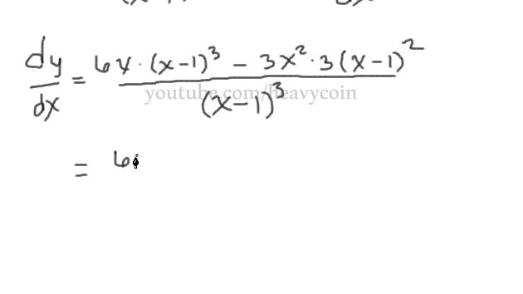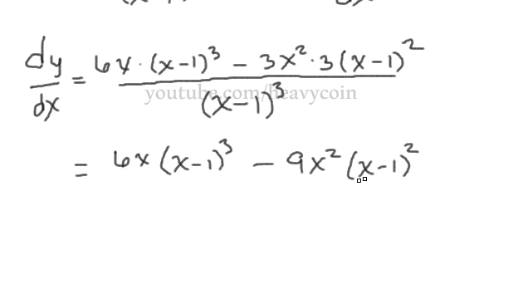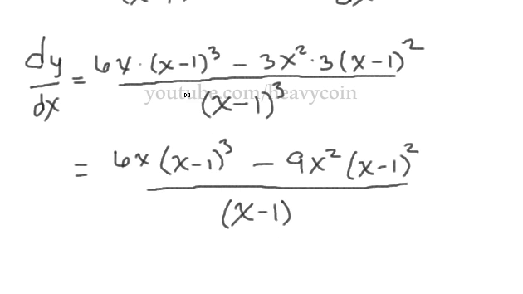I'm going to have to go ahead and just rewrite this. 6x, x minus 1 cubed, minus 9x squared, x minus 1 quantity squared. And remember, that is all over x minus 1, and something's fishy here. I forgot to square this piece right here. Square that. And of course you multiply exponents, and so that becomes to the 6th. And of course this is dy over dx.